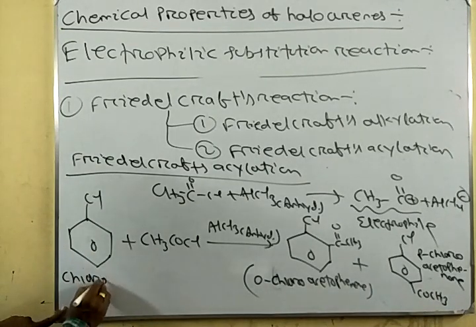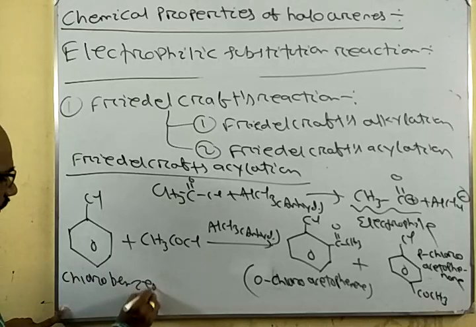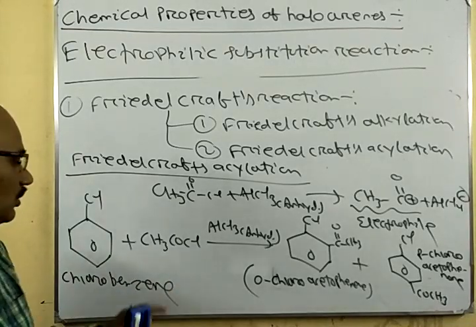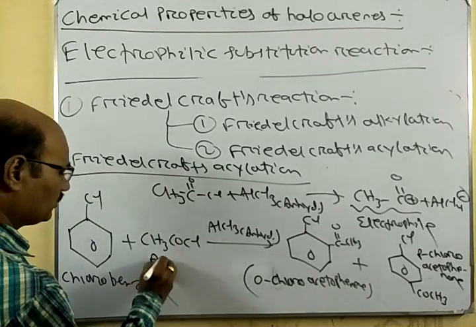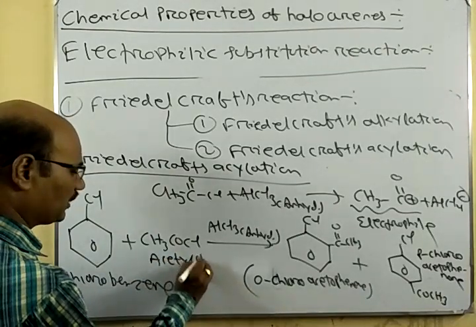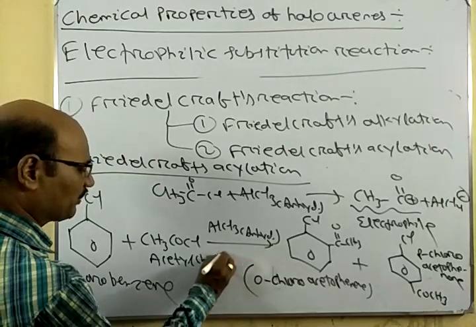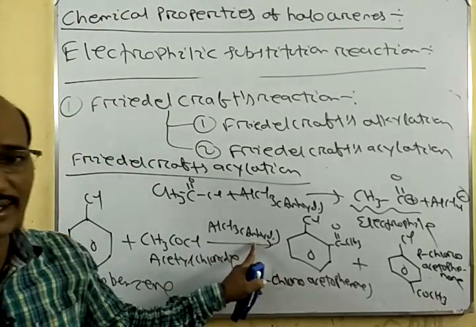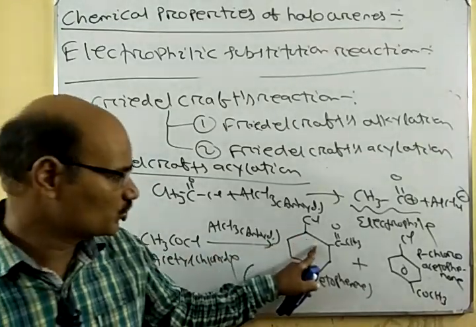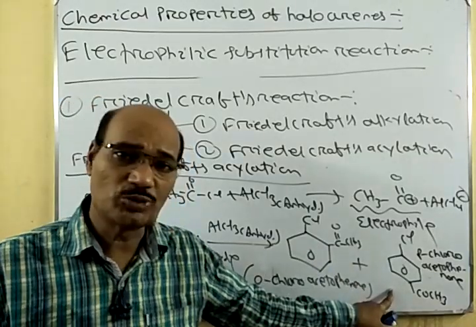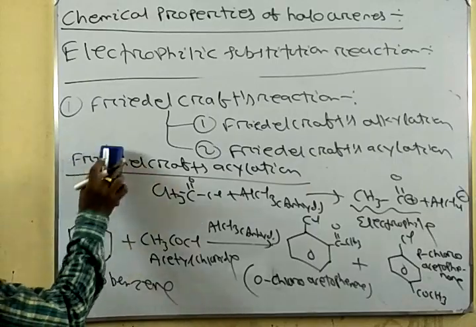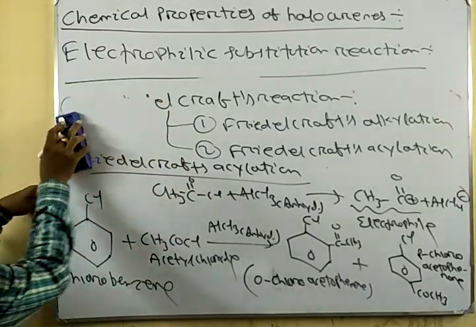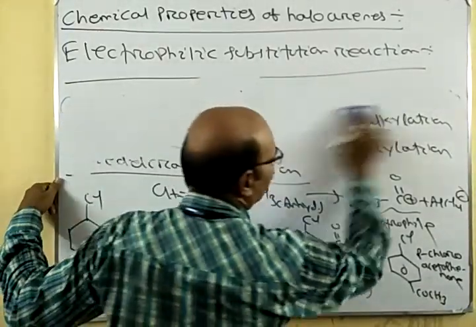When chlorobenzene undergoes Friedel-Crafts acylation with CH3COCl, called acetyl chloride, in the presence of anhydrous aluminum chloride, then ortho-chloroacetophenone and para-chloroacetophenone are formed. Okay, these two are formed. Similarly, the next example I can take.